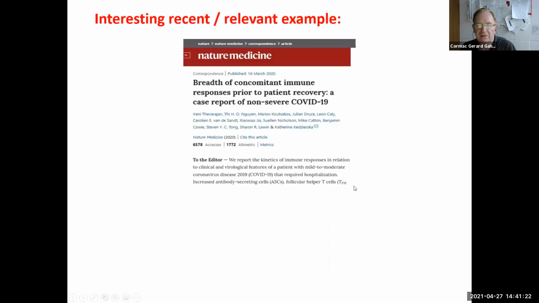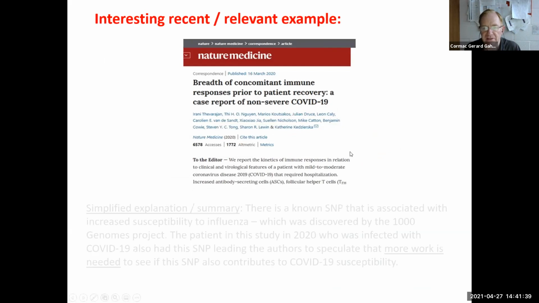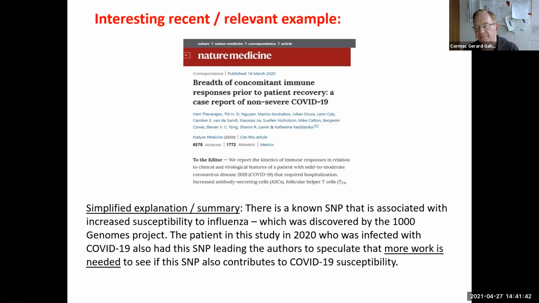Okay, here's a recent interesting example from the COVID era. This paper came out last year. What they were doing was analyzing a patient with severe COVID. This patient had developed severe coronavirus infection just last year, and they sequenced the DNA from the patient, and they found that there was a known SNP that's associated with increased susceptibility to influenza in the immune system of this person. So they could tell from looking at the SNPs in the immune system that this person had a very low antiviral immune response.